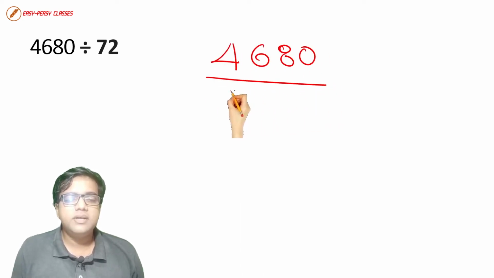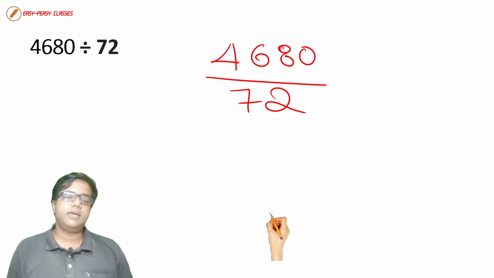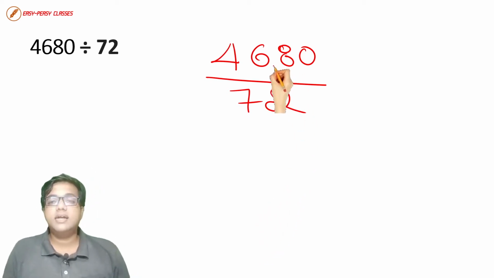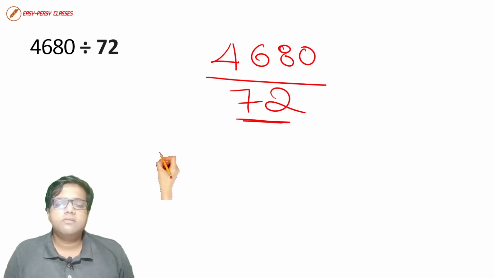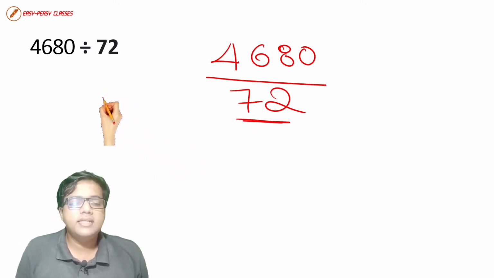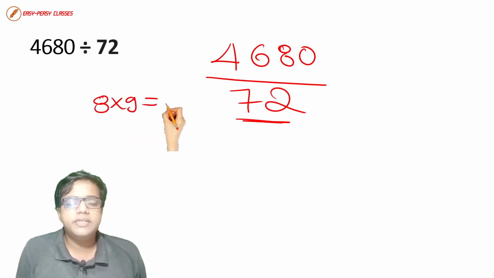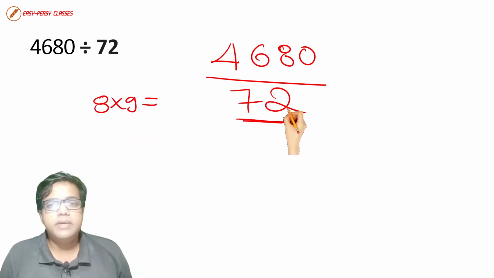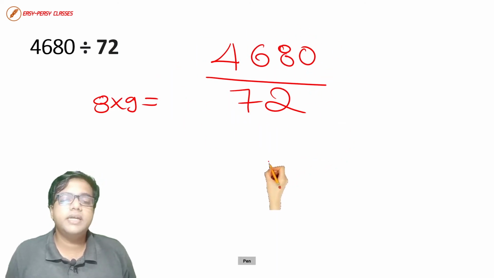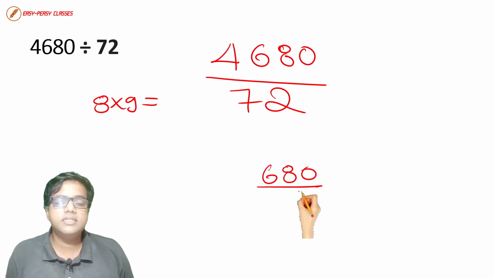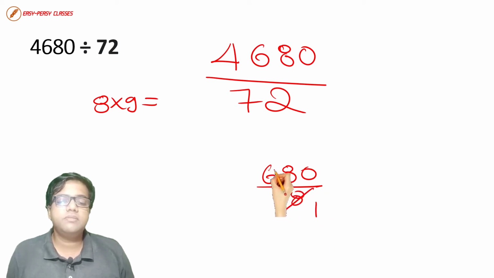4680 divided by 72. So 72, in which table does it come? 72 comes in the table of 8. 8 9s is 72, right? So 72 is divisible by 8. Whether the above number is divisible by 8 or not, how to check it? You need to take the last three digits and see whether they are divisible by 8 or not.